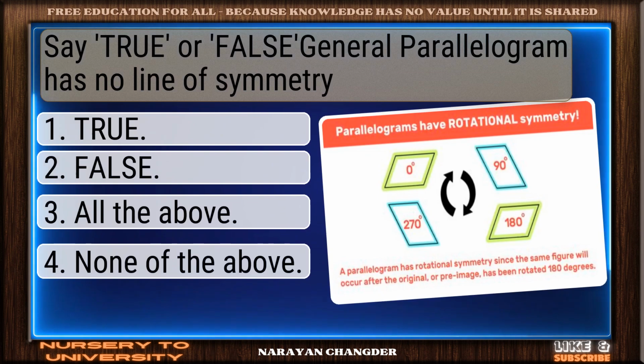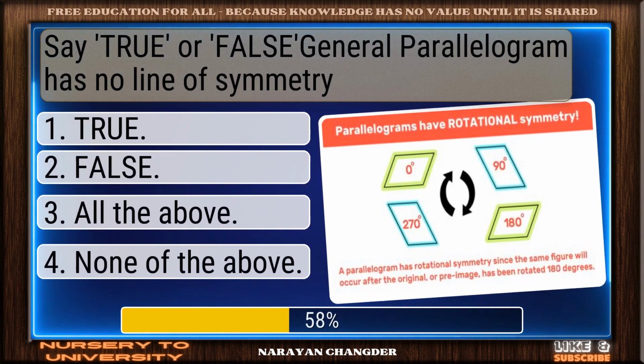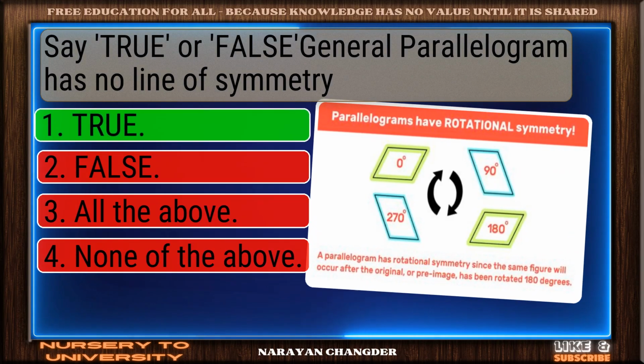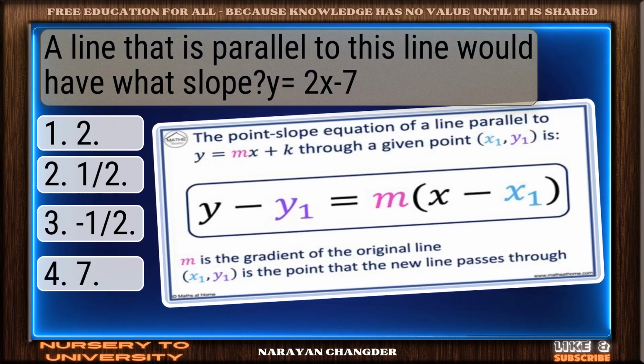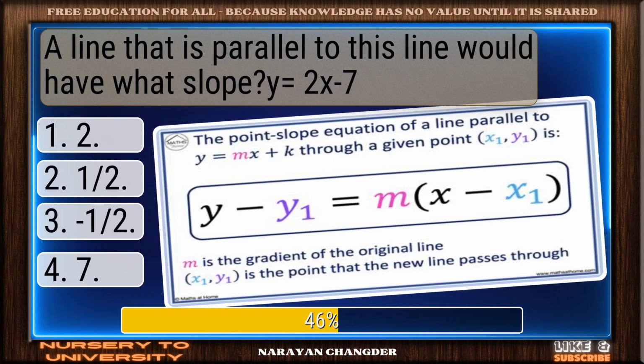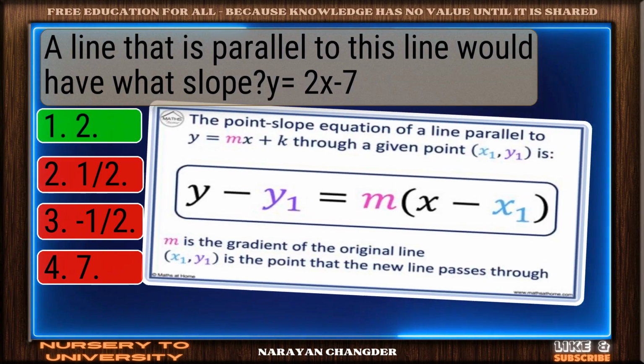Say true or false, a general parallelogram has no line of symmetry. Right choice. True is the best answer. A line that is parallel to this line would have what slope? y equals 2x plus 7. Perfect. 2 is the correct choice.